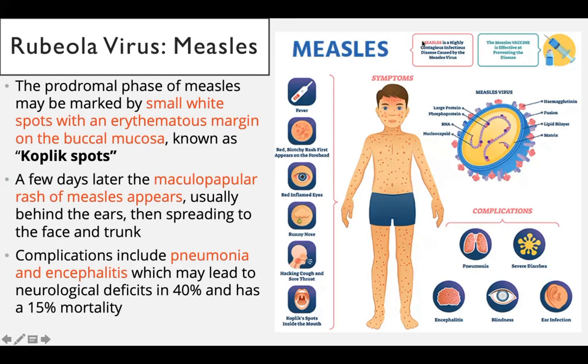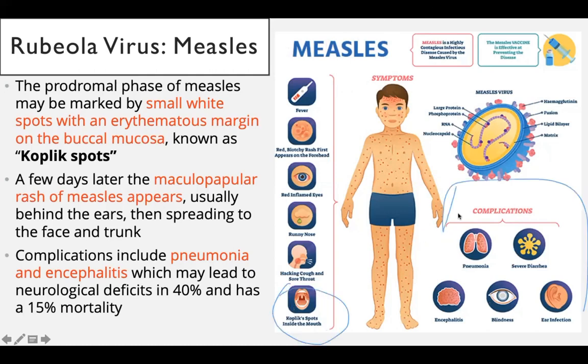On the right side, we see measles is a highly contagious infectious disease caused by the measles virus. The measles vaccine, MMR, is effective at preventing the disease. We have symptoms: fever, and a red blotchy rash that first appears on the forehead, usually behind the ears. Then we have red inflamed eyes, runny nose, hacking cough, and sore throat. Koplik spots inside the mouth are pathognomonic. This is pathognomonic.